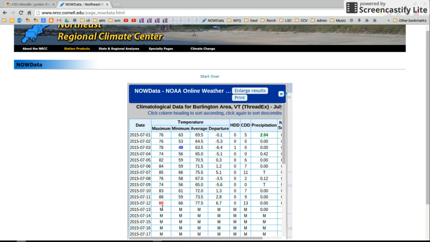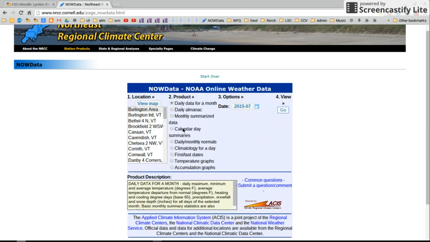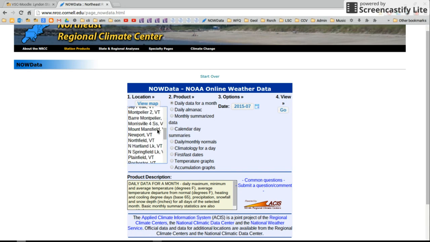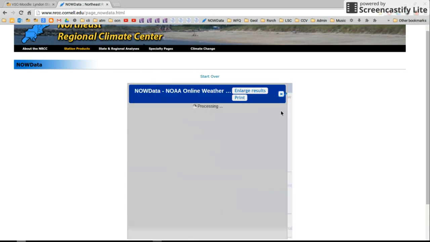You'll see that the highest temperature of the month is shown here in red, the lowest temperature in blue, and the 24-hour precipitation amounts are listed in this column. Here, there's also data for snow, which doesn't really matter that much in July. We'll compare this to Mount Mansfield, the type of data that's collected there.